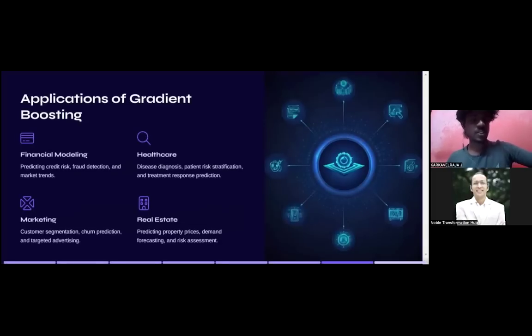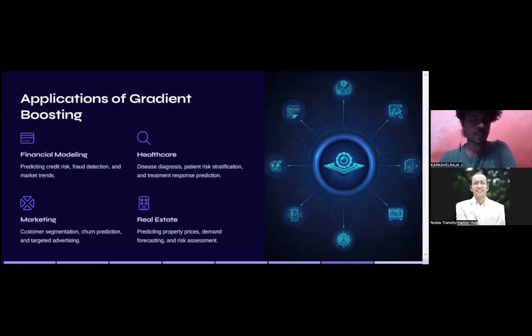Yeah, sure, sir. Moving on, let's see the applications of gradient boosting. First is financial modeling. It predicts credit card transactions, risks, and then fraud detection and market trends. Healthcare, it is very useful in disease diagnosis, and also patient risk stratification and treatment response prediction. Related to healthcare, this XGBoost algorithm will be useful. In marketing, customer segmentation, churn prediction, and targeted advertising. These are some of the applications for marketing using data science. And then we have real estate: predicting property price, demand forecasting, and risk assessment.